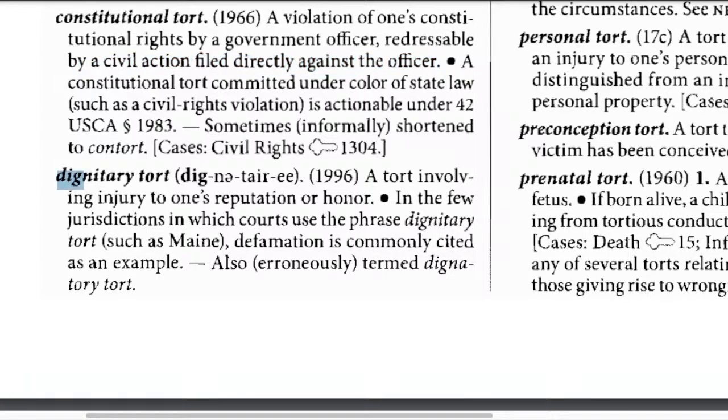We have a dignitary tort, 1996. Geez, a tort involving injury to one's reputation or honor. In the few jurisdictions in which courts use the phrase dignitary tort, such as Maine, defamation is commonly cited as an example. Also erroneously termed dignitary tort. So it's not dignitary, it's dignitary. You guys got that? It's dignitary, not dignitary. Dignitary tort sounds kind of corny anyways.